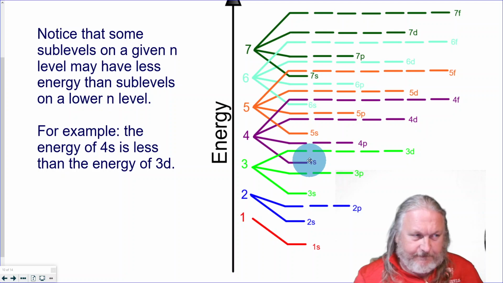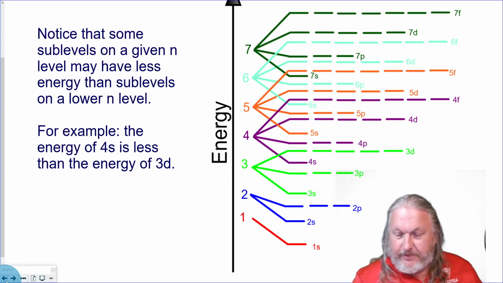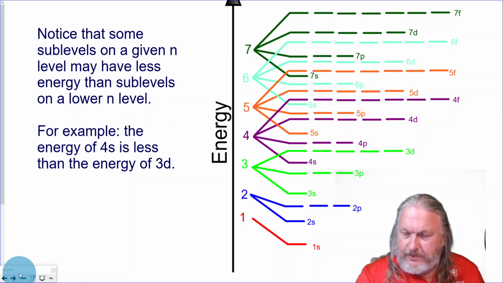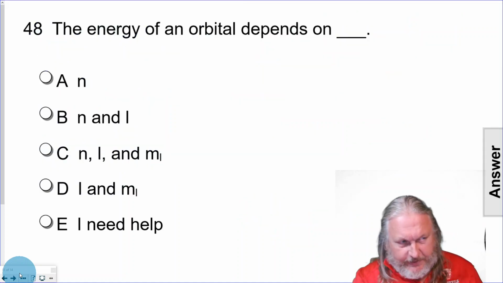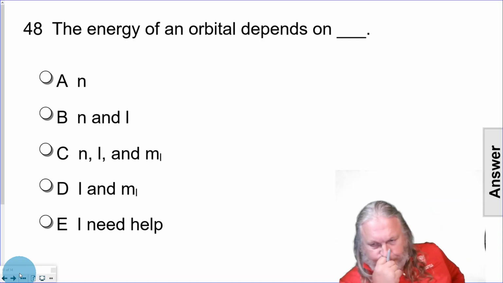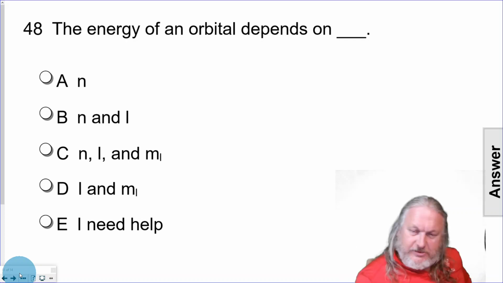Let's see if you can think about it. Why is that? How many subshells are in the 3D level? That might have a little something to do with it. And there's some other things. It's pretty complex. But it's good to know this chart, or know how to use the chart. So the energy of an orbital depends on what? Pause. If you said the N level and the L subshells, you'd be correct. So that would be B.